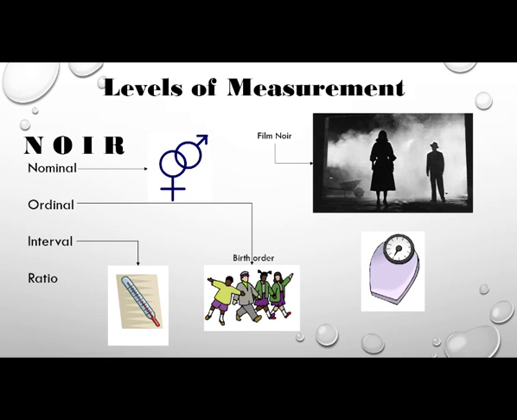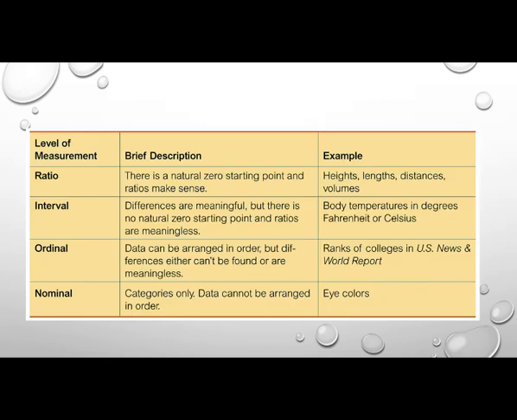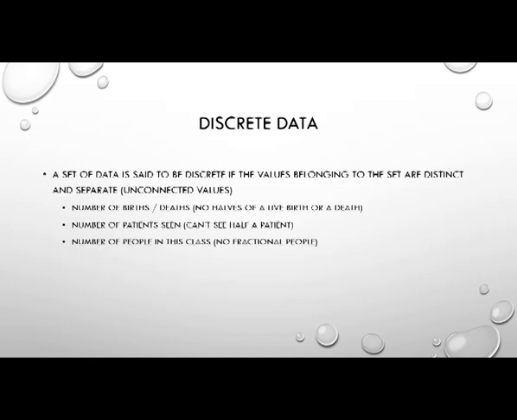So we have nominal, ordinal, interval, and ratio. And those are the scales of measurement, or the levels of measurement. And here's just a chart that says the same thing. So we can talk about nominal, eye color, and looking at the examples. Ordinal, ranks of colleges in the U.S. News and World Report. Interval, body temperatures in degrees Fahrenheit or Celsius. And ratio, heights, lengths, distance, volume.